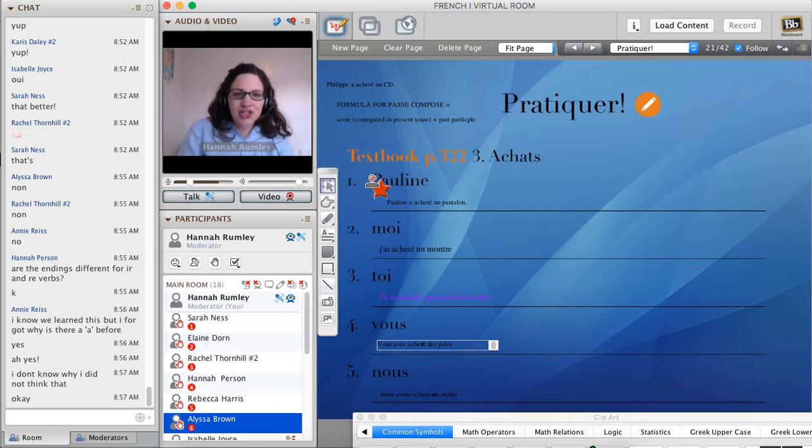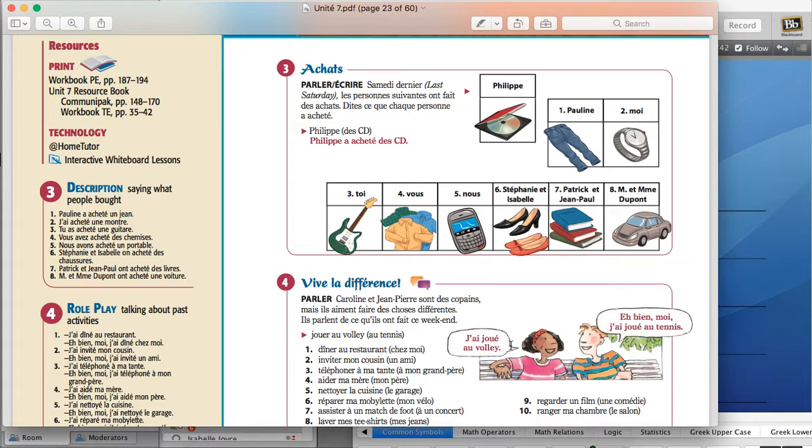Pauline a acheté un pantalon. Très bien. Moi, j'ai acheté un montre. I think it's une montre. Féminin. Watches are feminine.